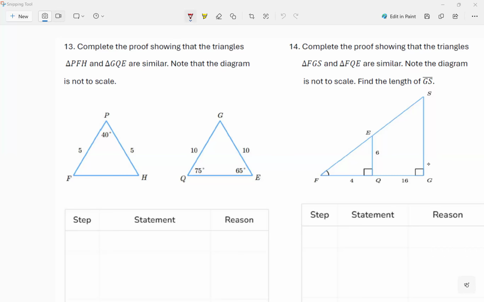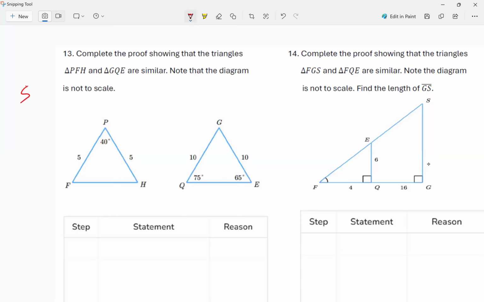Okay. For similarity, one thing I want to remember, triangles are similar. There are a couple rules that I know. Side, side, side. I also know side, angle, angle. Okay. So for similarity, the angles have to be equal. That's one thing I got to remember. Angles have to be equal and sides have to be proportional.